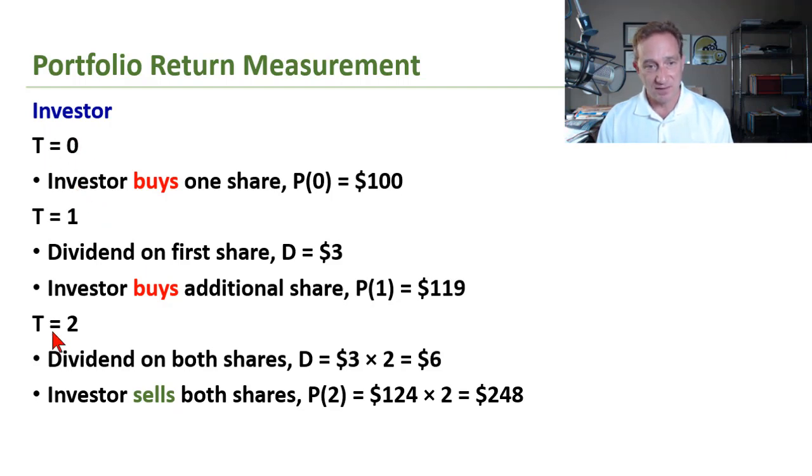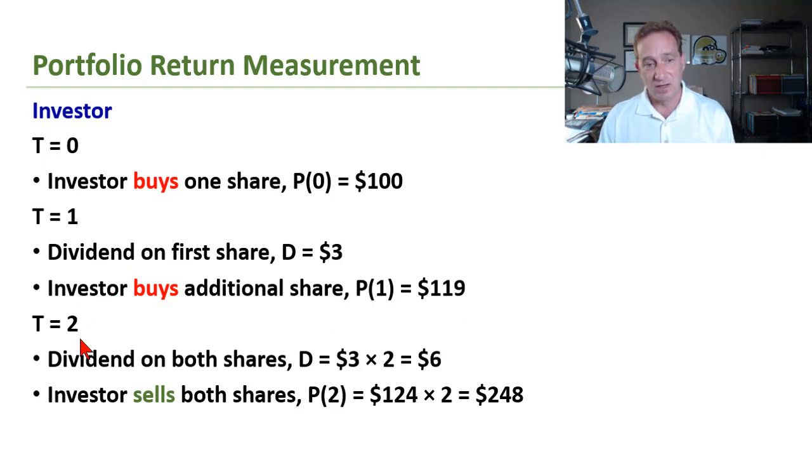My simple example here has three points on the time frame. Time equals 0, we usually start at the initial time 0 today, where we're going to buy 1 share and the price is $100. Then at the end of this first period, which we could also think of as the beginning of the second period, that share will pay a single dividend of $3, and then we decide to buy an additional share when the price has gone up to $119.